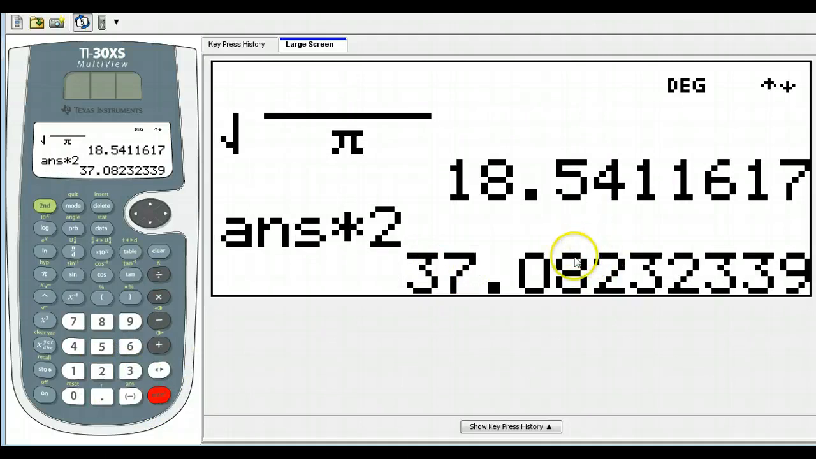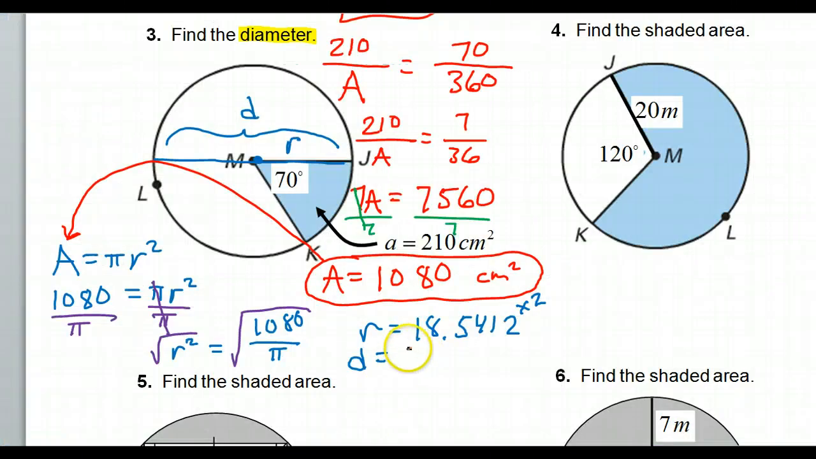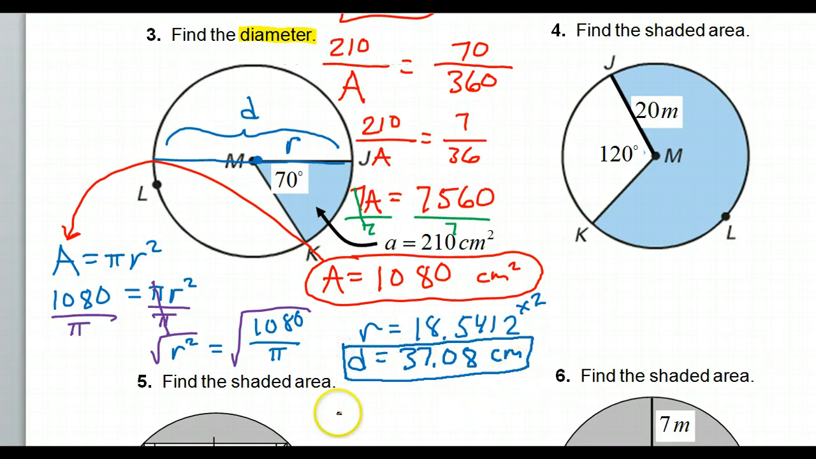So now, this is the first time I'm rounding, and it's the very last step. That's what you should always try to do. So 37.08. And this is going to be centimeters, because it's only length, so it will not be centimeters squared. So this is the final answer for number 3. Okay, let's go ahead and do number 4.